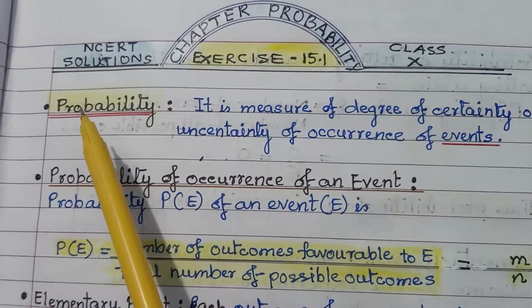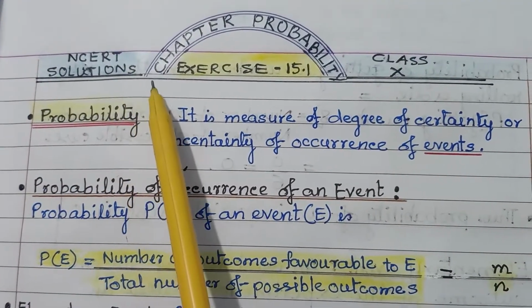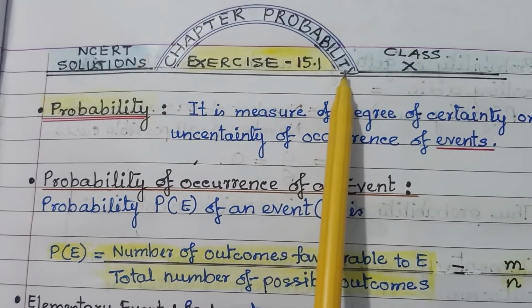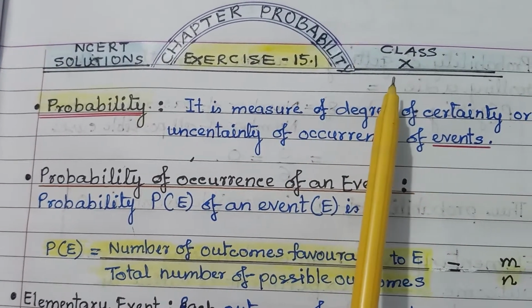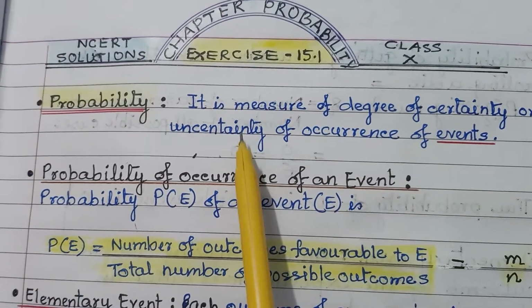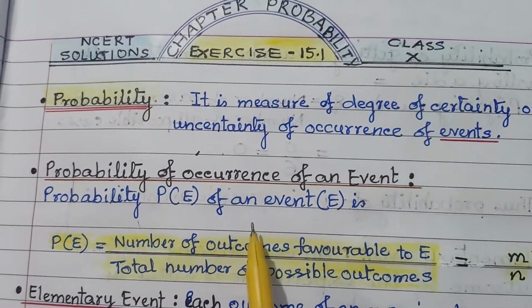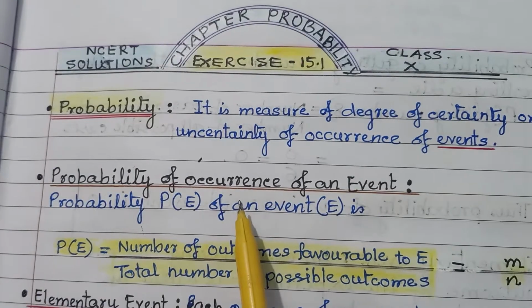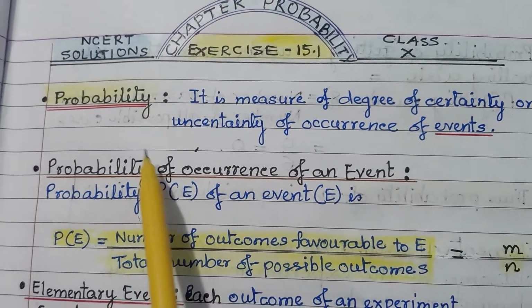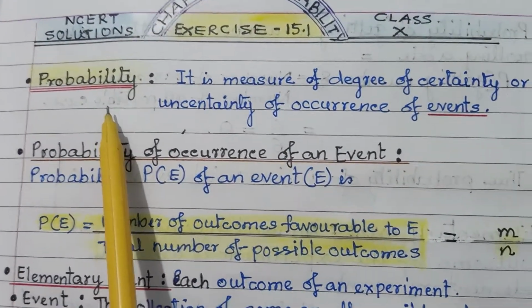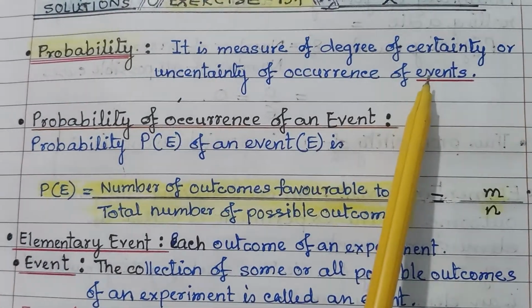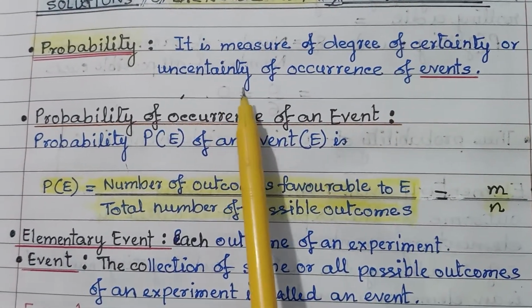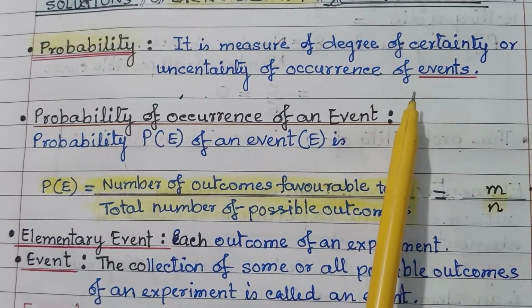Today I will explain the NCERT solution for the chapter Probability, exercise 15.1 of class 10. First, I will explain the terms related to the chapter. The chapter is probability. Probability is a measure of the degree of certainty or uncertainty of occurrence of events.